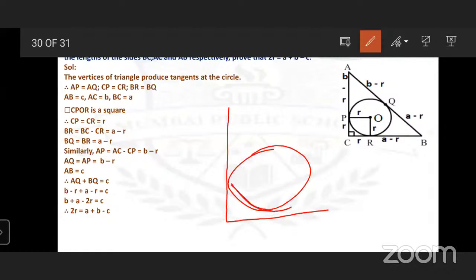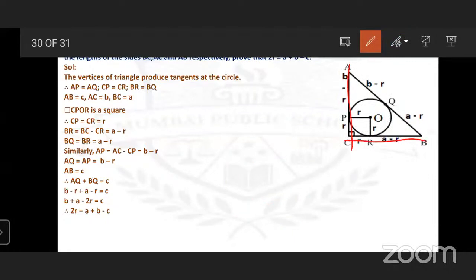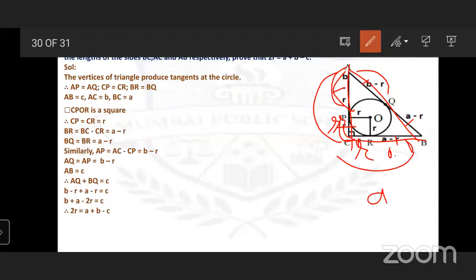First you have to find, see, in this question, this is a circle and these vertices of the triangle are like tangents of the circle. So this side and this side are equal, and this side and this side are equal. If this is R and the total distance is given as B, we find B minus R. This is B minus R. If this is R, and the total is A, then this is A minus R. Again this is A minus R.